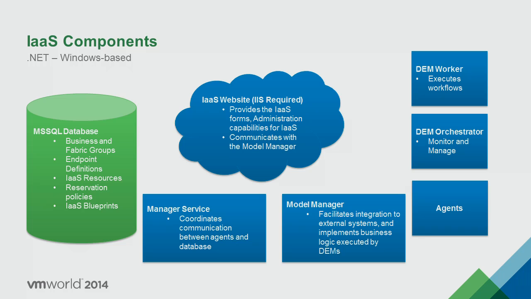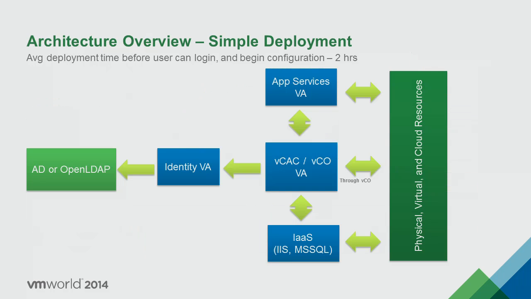And finally, we have agents based on the particular endpoint that we're connecting to. So we would have a vSphere agent or Amazon agent, et cetera. So going back at the simple deployment view, again, just to review, the Identity Appliance, the vCAC appliance, the IaaS components, and the App Services appliance.